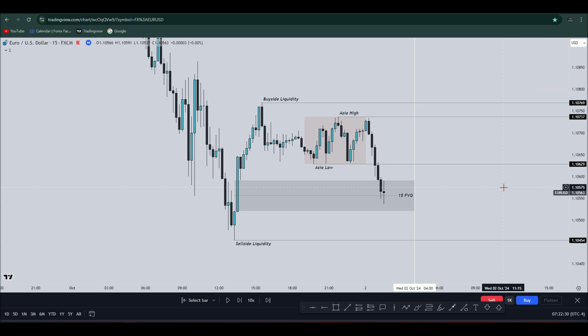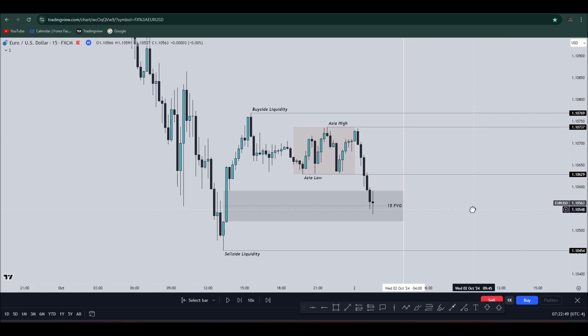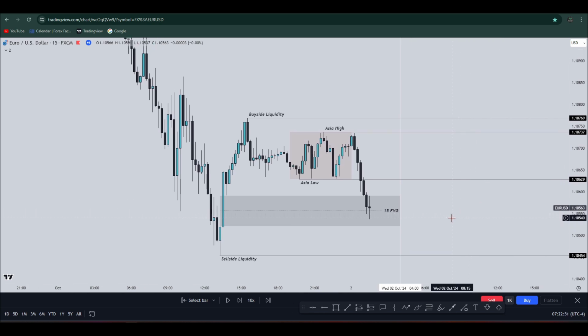This is going to be a trade recap of a trade that I took on Wednesday. I only took two trades this week. I took the one on Monday, which I already showed you on my last upload, and now this one on Wednesday. So let's get right into it.